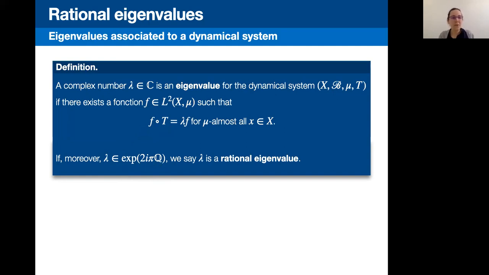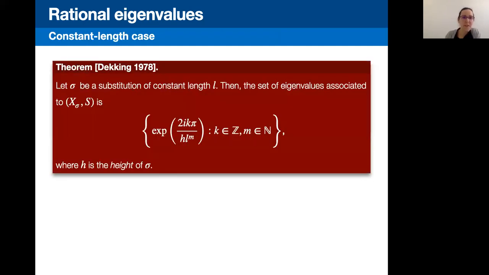So we will start with the case of a constant length substitution because we have a nice result of Dekking in 1978. This theorem asserts that the set of eigenvalues associated to a substitution of constant length L equals all the exponentials of 2i k pi over a power of the length times an integer h that we call the height of sigma. I will just define it below. So we can see that in the case of constant length substitution, all the eigenvalues are rational. And all essential periods of a constant length substitution divide such an integer h times L to the m.